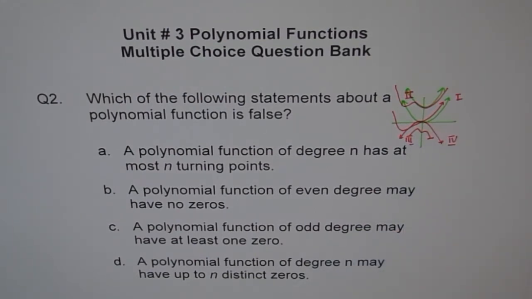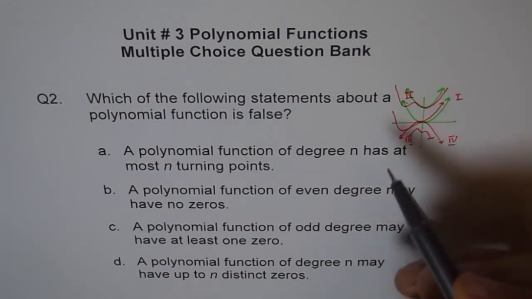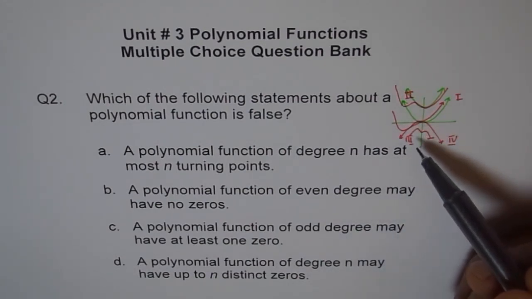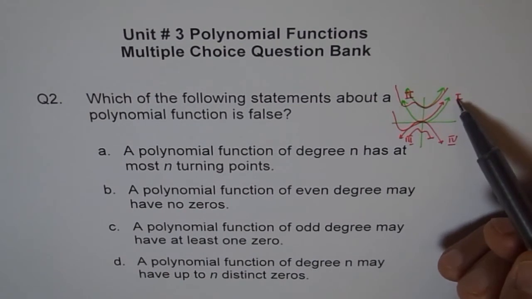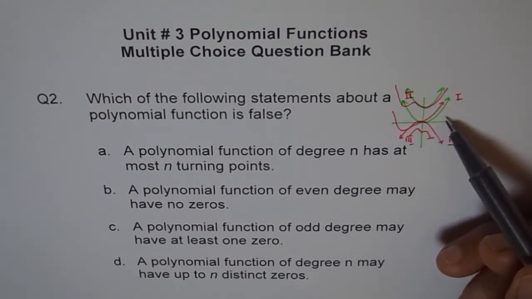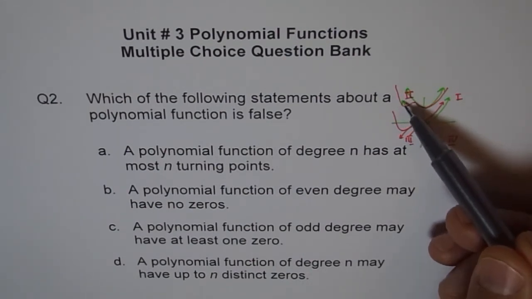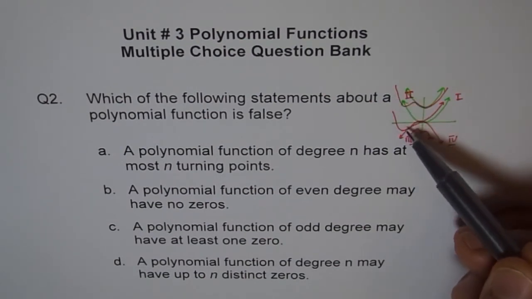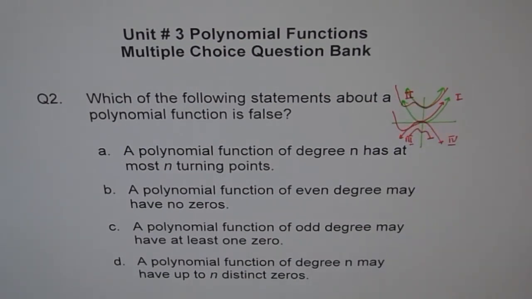But for an odd degree polynomial, if the leading coefficient is positive, it goes from quadrant 3 to 1. It has to cross the x-axis. Thereby, there will be at least 1 zero. And if the leading coefficient is negative, it goes from quadrant 2 to 4. Even then, it has to cross the x-axis, and there it will have a zero, which is an x-intercept, correct? Now, a polynomial function of odd degree may have at least 1 zero, so that is true.